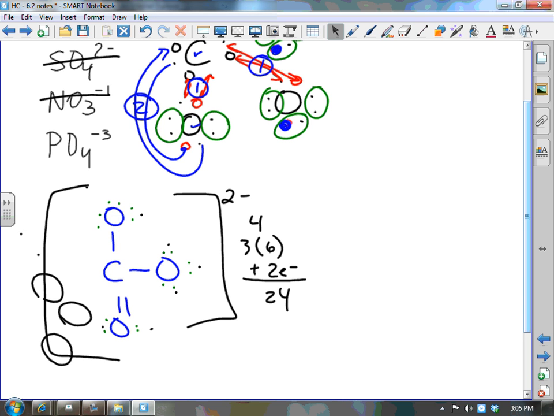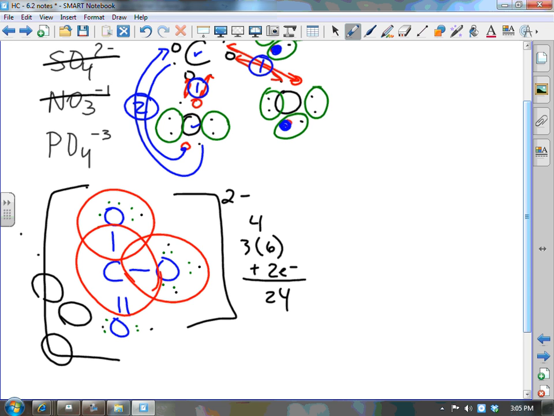Okay. And now let's count how many are around each atom. This oxygen has 8 around it: 6 unshared, 2 shared. This oxygen has 8 around it: 6 shared, 2 unshared. The carbon has 8 around it. All 8 are being shared. The last oxygen has 4 being shared, but remember, it still has these 4 that are not shared. So we've gone through our double check to make sure that our structure is realistic.